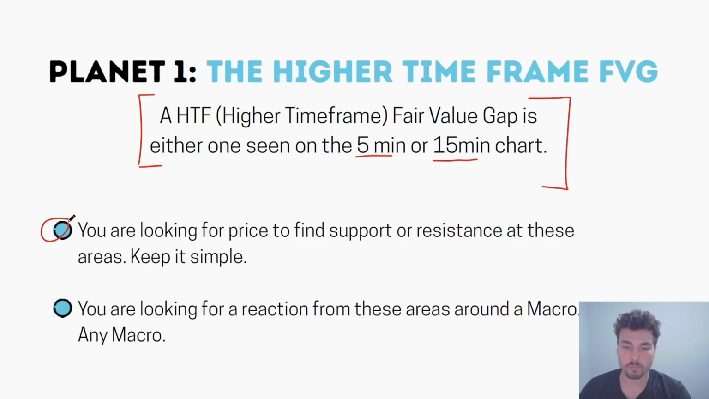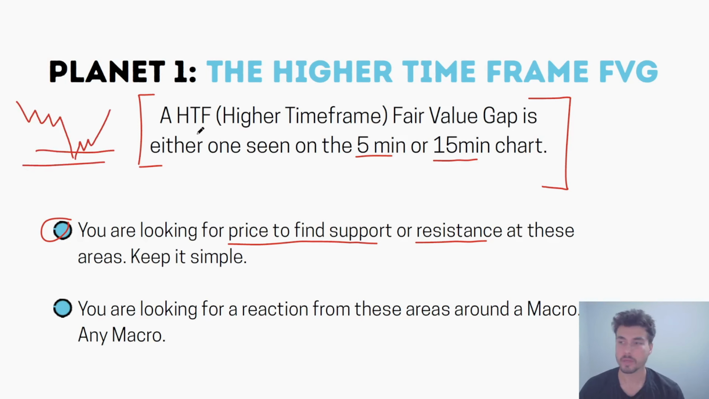Number 1, we're looking for price to find either support or resistance at these areas. Keep it simple, guys. Keep it really simple. Say, for example, price does this and it taps into a 15-minute FVG. I'm looking for that to find support. And the same on this side, if price does this, it taps into a 15-minute FVG during a macro, I'm looking for it to find some kind of resistance. So that's the first point here.